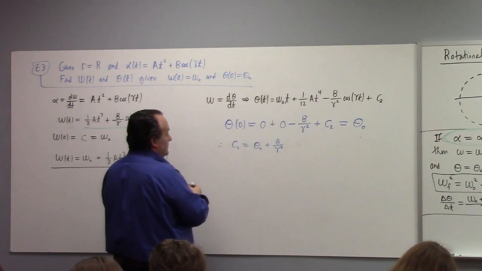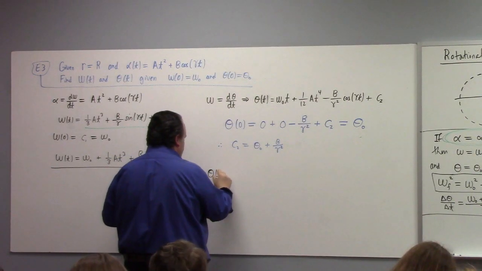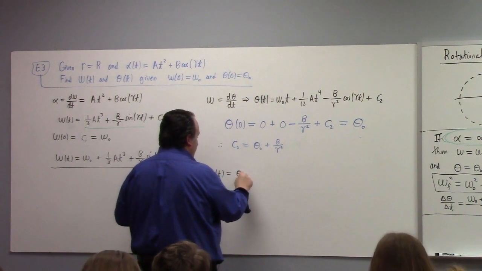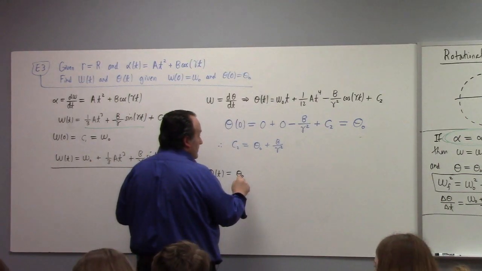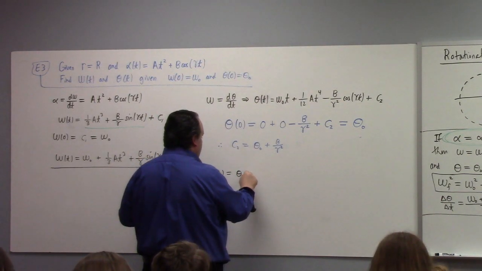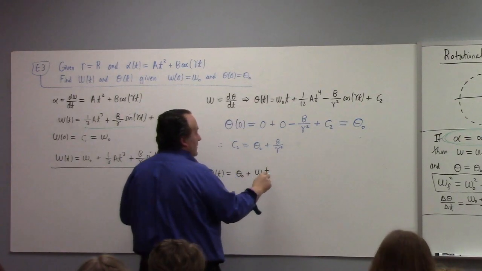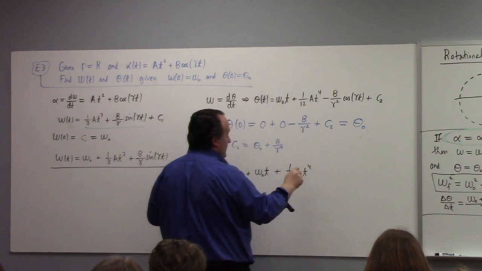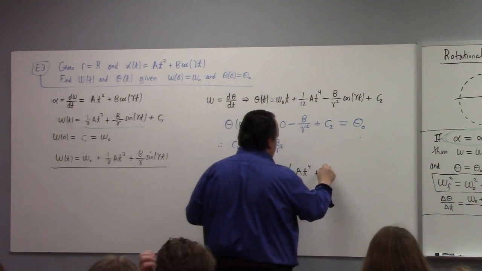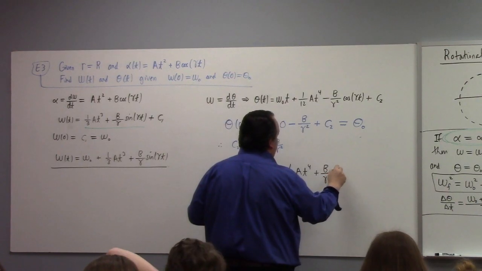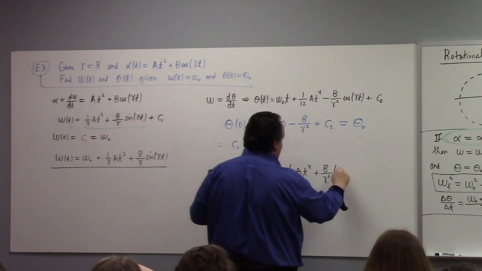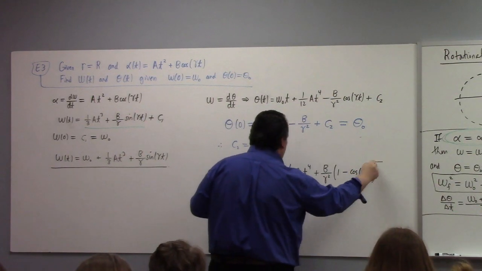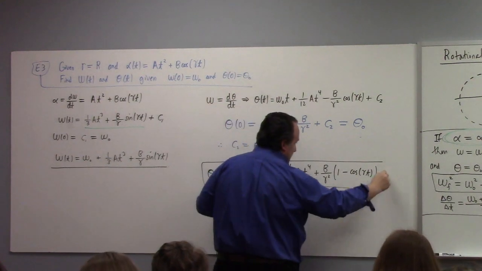And we can put it all together. We get theta as a function of time is equal to theta naught plus omega naught t plus 1/12 a t to the 4th. And I decided to go ahead and package my b over gamma squared terms all together. Namely, I've got 1 minus cosine of gamma t. And there you go. And you can check my answer, right?